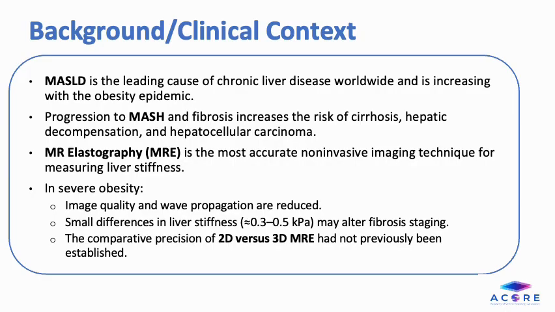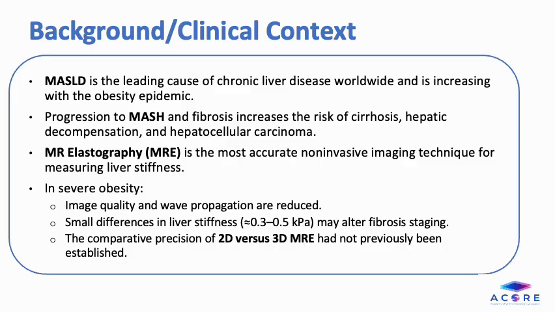To understand why this study matters, it's helpful to review the clinical context. Metabolic dysfunction-associated steatotic liver disease, or MASLD, has become the most common chronic liver disease worldwide, largely driven by the increasing prevalence of obesity. As MASLD progresses to steatohepatitis or MASH and liver fibrosis, patients become increasingly susceptible to cirrhosis, hepatic decompensation, and hepatocellular carcinoma.